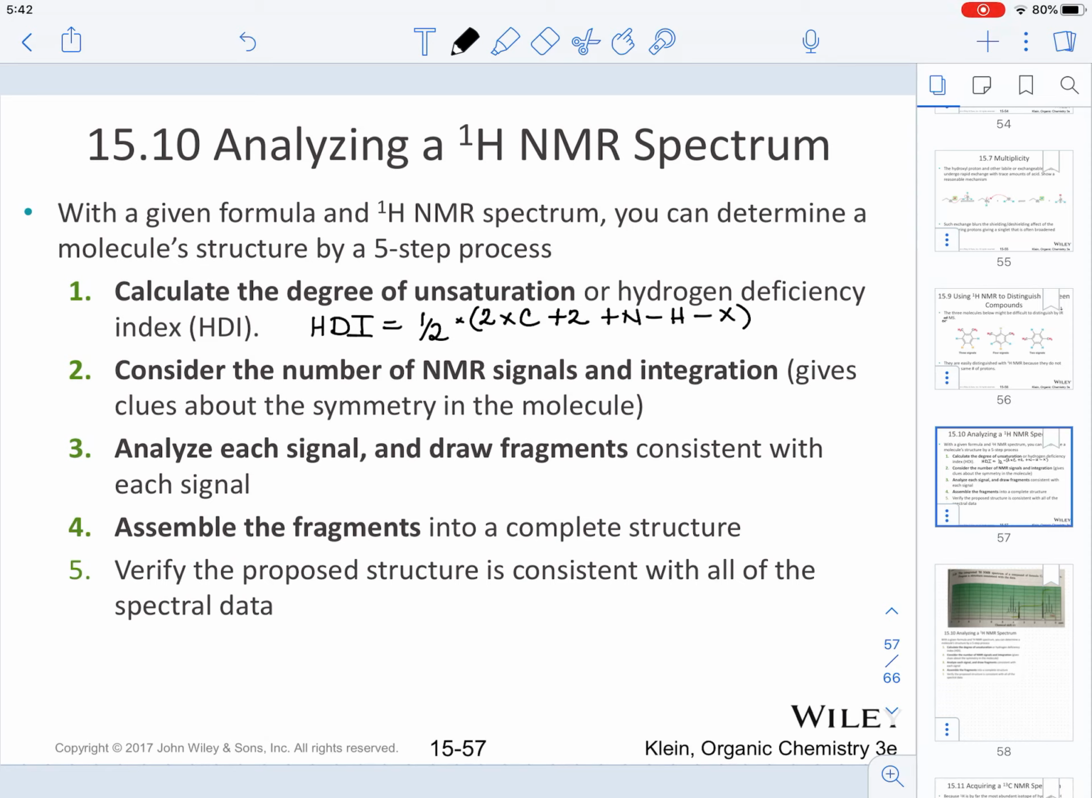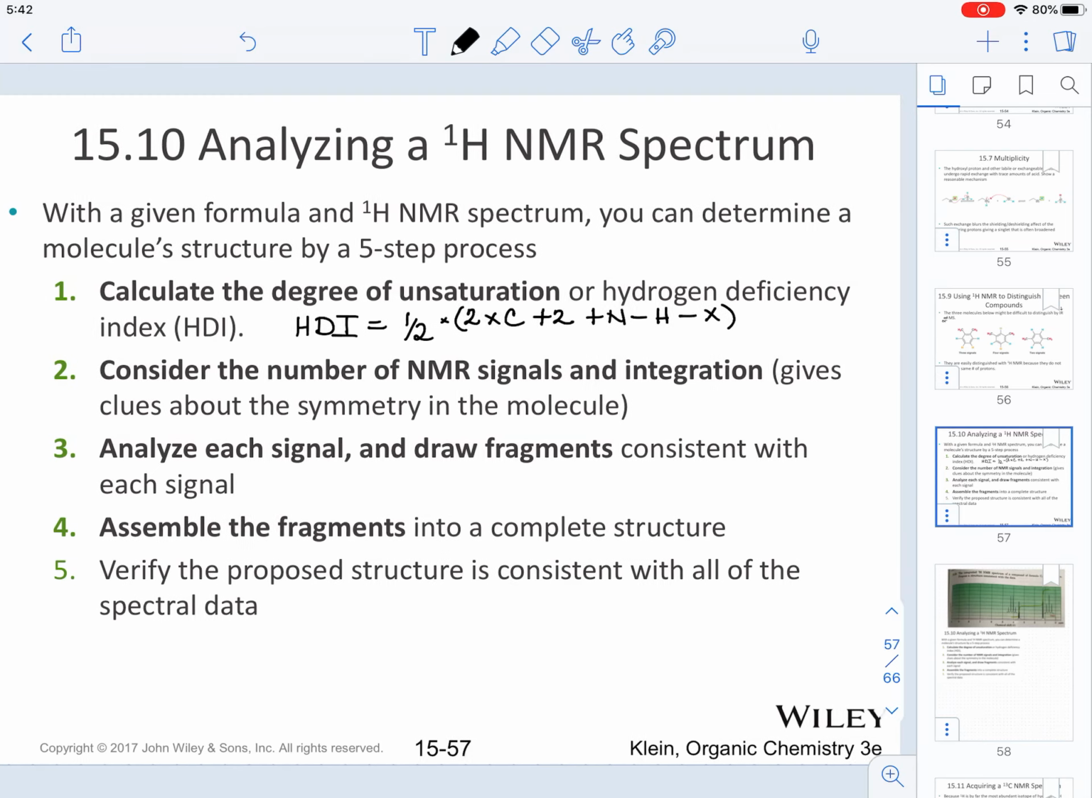This means that you will be drawing specifically the carbon atoms that are going to be containing the hydrogens based on the signals. Then you're going to assemble together the fragments into a complete structure. And number 5, we also have to verify our work. So you're going to verify that the proposed structure that you drew is going to be consistent with all the spectral data that we have.